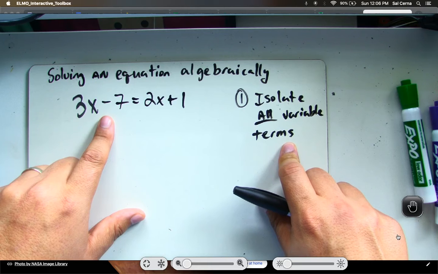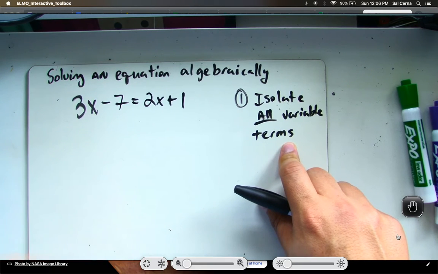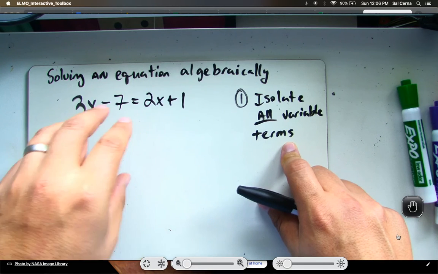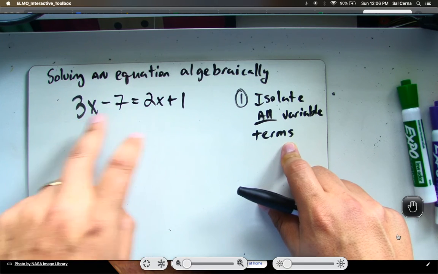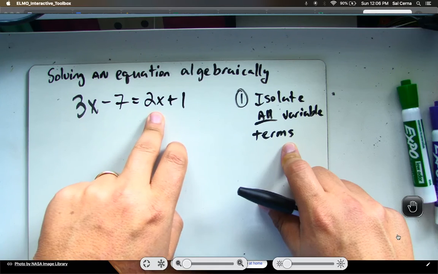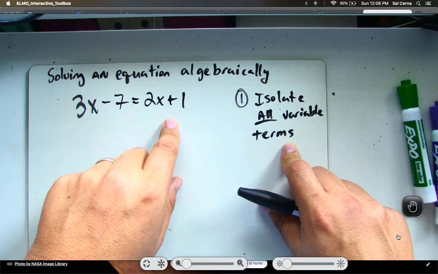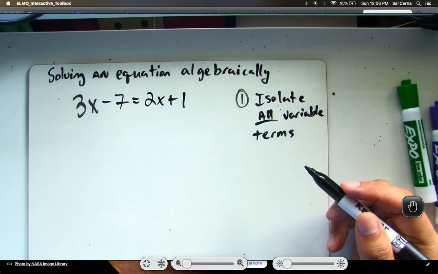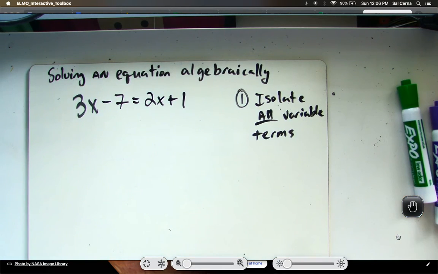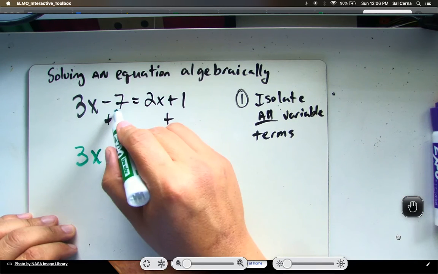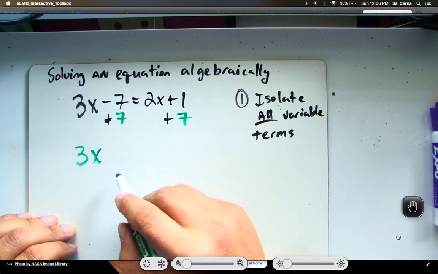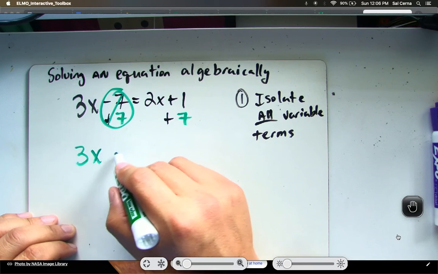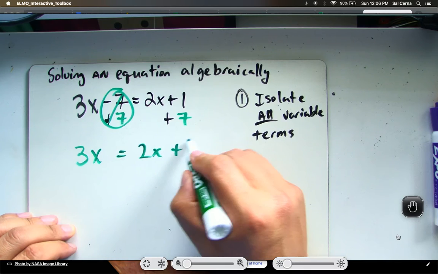Isolate all variable terms. And in doing so, I'll be using SADMEP, remember it's PEMDAS backwards, to move around my pieces that are variable terms, group them together, and then on the opposite side of the equation, my other values, constants, or even sometimes other variables. Okay, so this was 7. So we're adding 7 to both sides. We have a 0 pair. So we have 3x equals 2x plus 8.